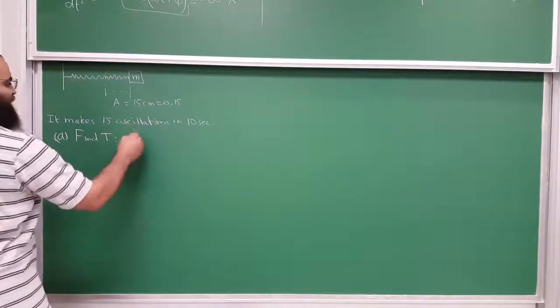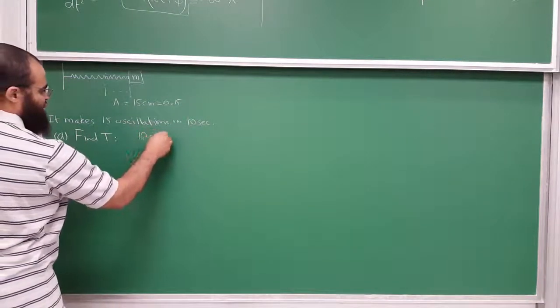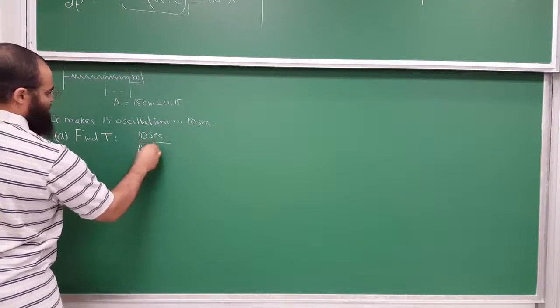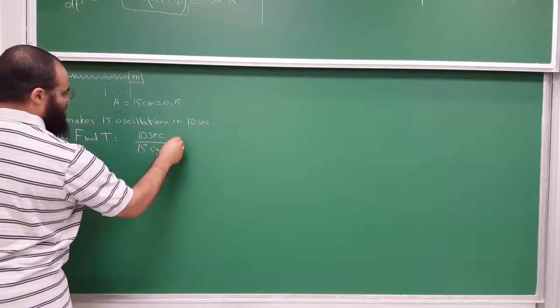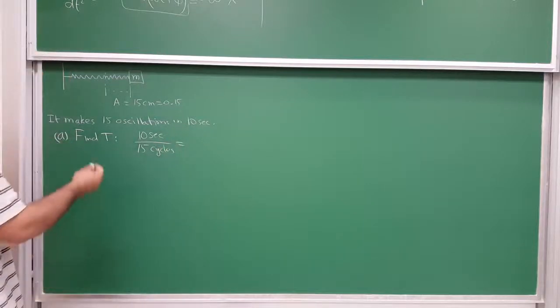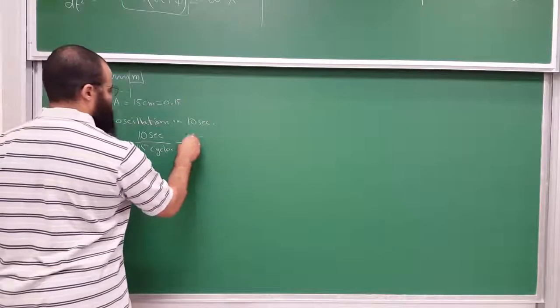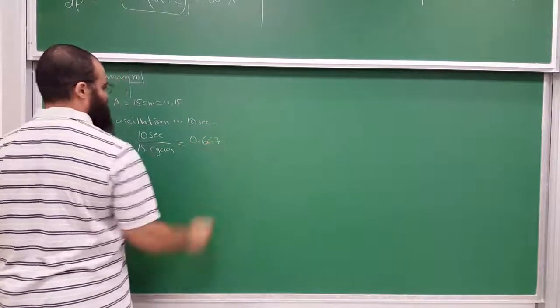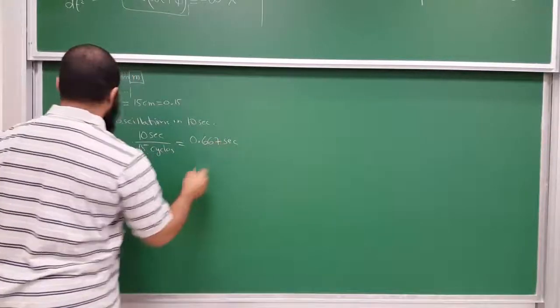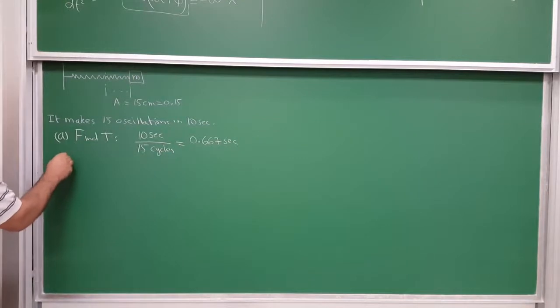So it will be 10 over 15. The period would be 10 seconds over 15 cycles. How long does it take to do just one cycle? Well, divide the two numbers, and you get the period. The period here will be 10 over 15. That's 0.6667, so 0.67 seconds. Now let's find the frequency.